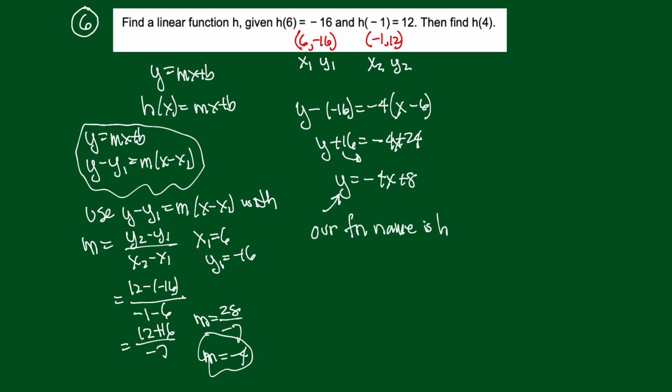But now our function name is h, so I'm going to replace that y with an h, and I'm going to write it like this. H of x is equal to negative 4x plus 8. There's our function. That's the first part of what we want to do.